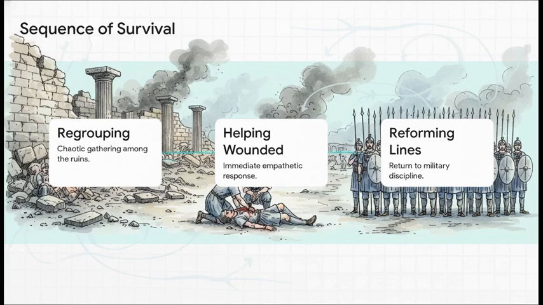First, you have the chaotic gathering, regrouping among the ruins of whatever devastation just went down. Second, there's the immediate, empathetic response, right? Helping the wounded, which establishes the human stakes of the battle. And finally, the return to discipline and order, reforming lines. This progression takes us from absolute vulnerability straight back to military readiness in just 3 quick beats.